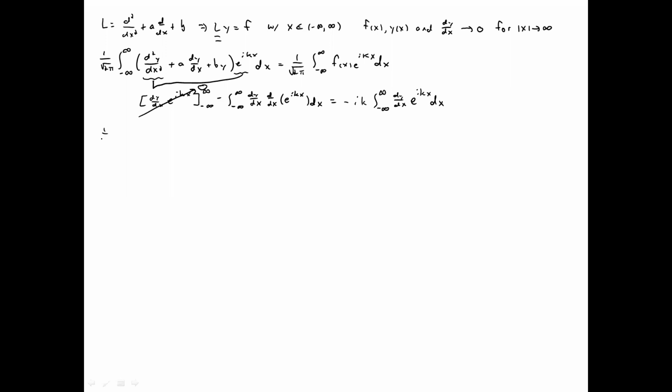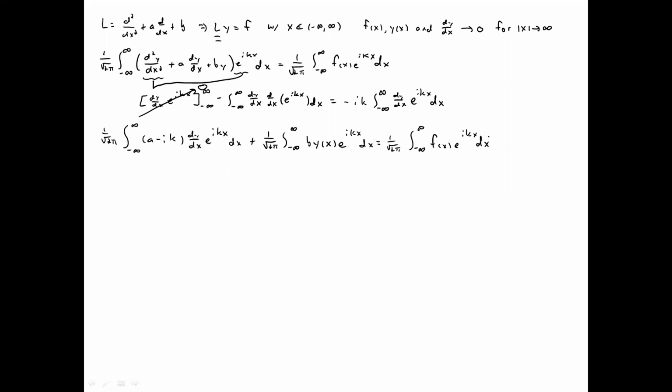So then what we have, taking this result and plugging it back in here, is the following. 1 over root 2 pi integral from minus infinity to infinity of (a minus ik) times dy/dx e to the ikx dx, plus 1 over root 2 pi integral from minus infinity to infinity of b y of x e to the ikx dx. And that is, of course, equal to 1 over root 2 pi integral from minus infinity to infinity of f of x e to the ikx dx.